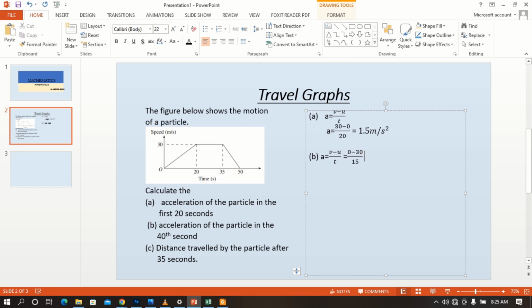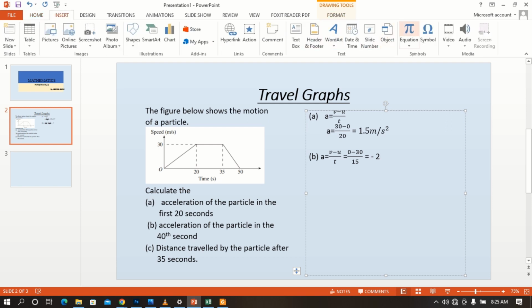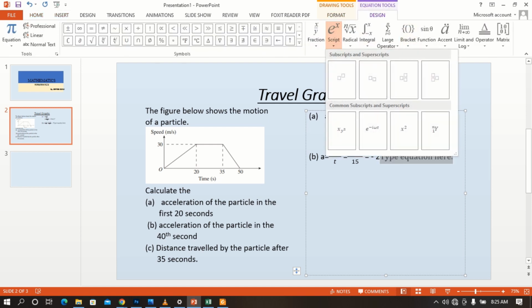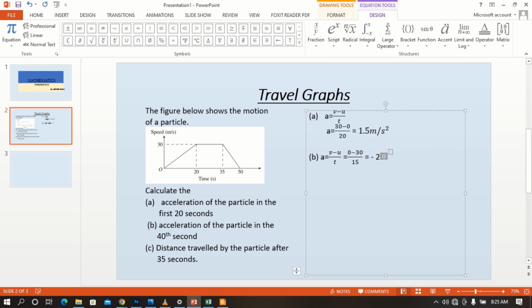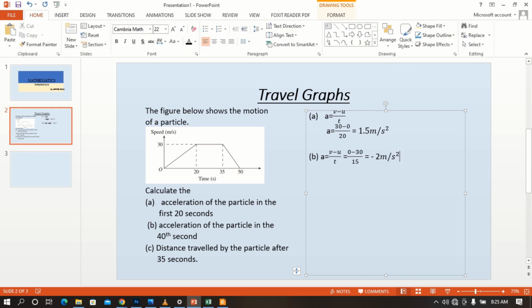So 30 divided by 15, but remember that 0 minus 30 is a negative. So 30 divided by 15 is 2, so we're going to have 2 meters per second squared. So why the negative? Because the object is retarding. So this is going to be our deceleration, our retardation, our negative acceleration, because the object was reducing in speed. We go to question C.